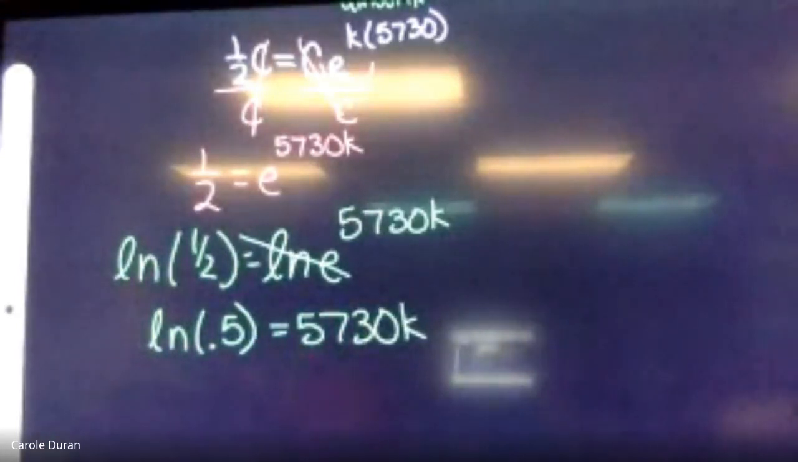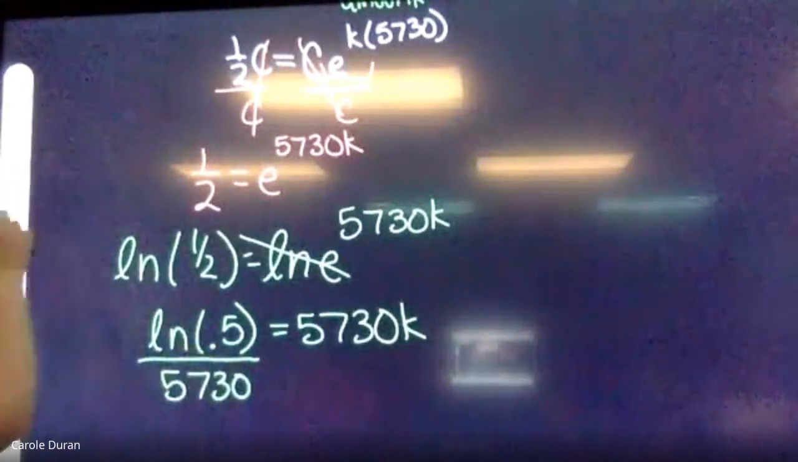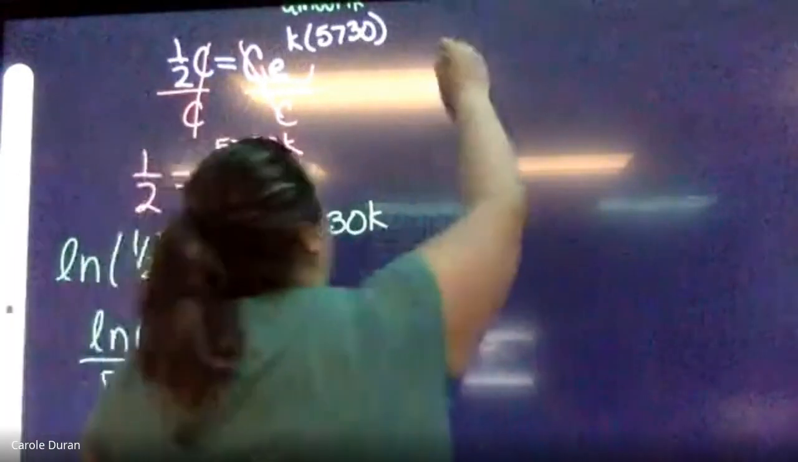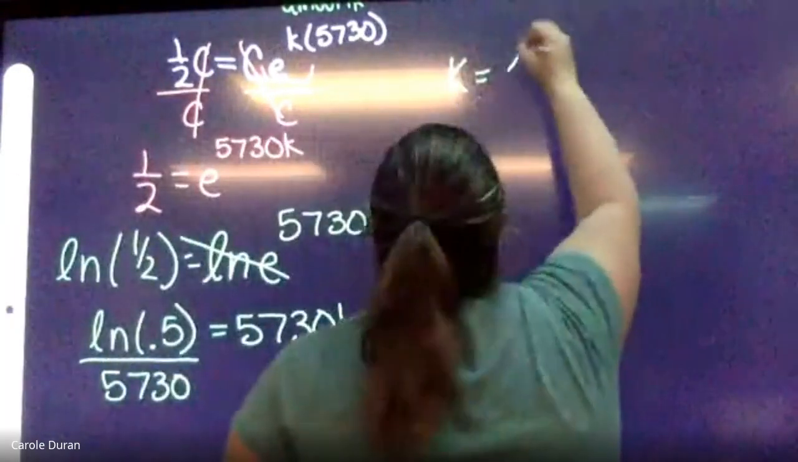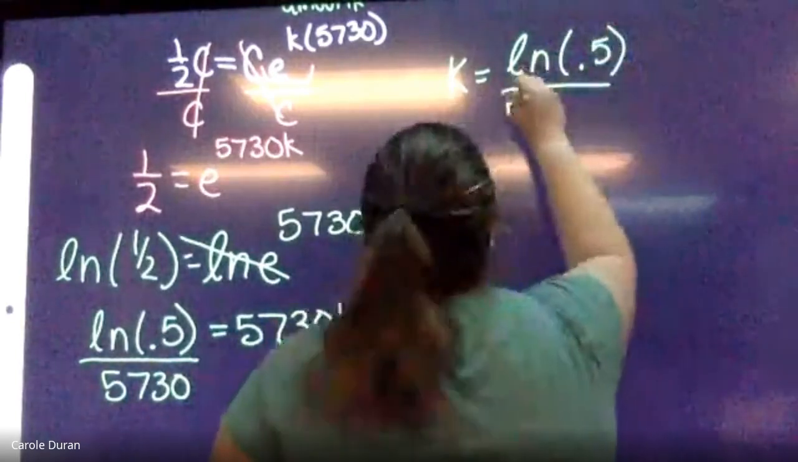Are we all okay with what we did there? So now to solve for K, what am I going to do next? Divide by the 5,730. So we just manipulated this equation and figured out that my constant of variation K is equal to the natural log of 1/2 divided by 5,730.